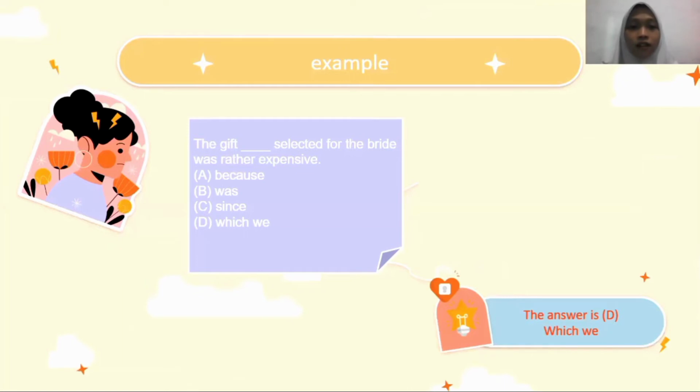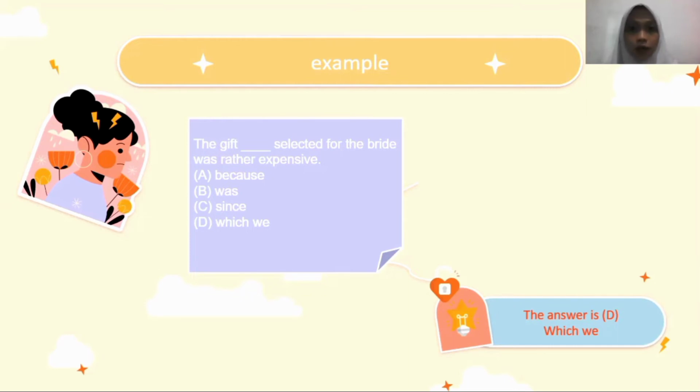Let's now move on to slide 6. Let me give you an example. The gift blah blah blah selected for the bride was rather expensive. A. Because. B. Was. C. Signs. D. Which we. In the example, there are two clauses. Gift is the subject of the verb was, and the verb selected requires a subject. An adjective clause connector is also needed because the sentence requires two clauses.